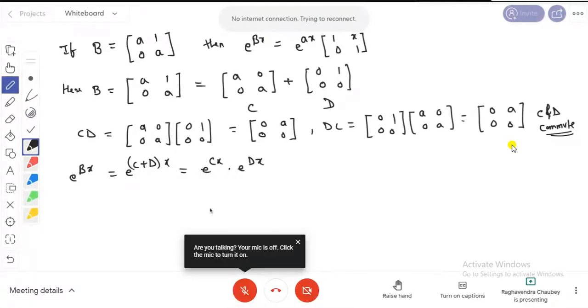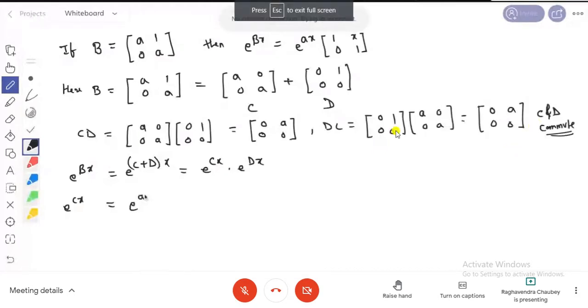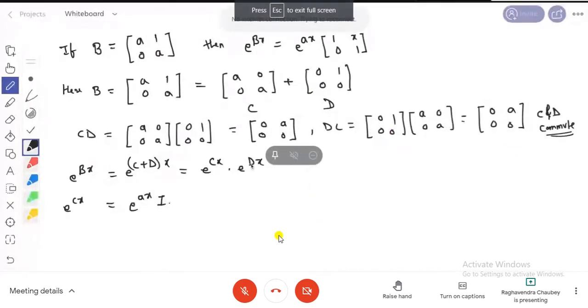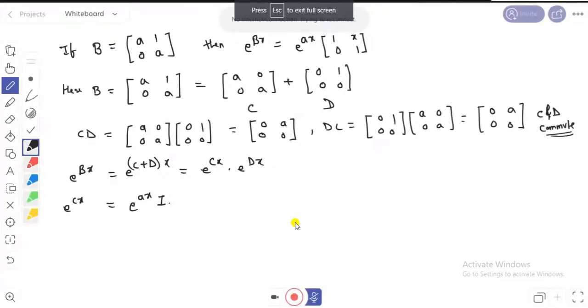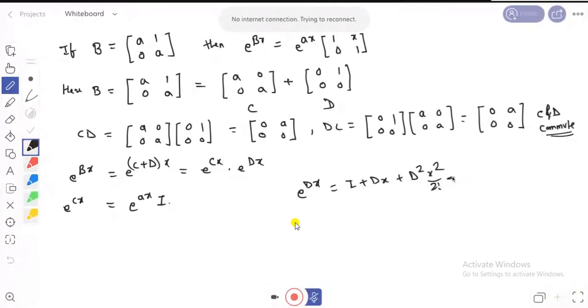And what is e to the power Cx? It is the exponential of C, which you have just computed. So this becomes e to the power ax times the identity matrix, which you have just solved. What about D? For D you have to see that e to the power Dx equals identity plus Dx plus D square x square over 2 factorial plus D cube x cube over 3 factorial and so on.